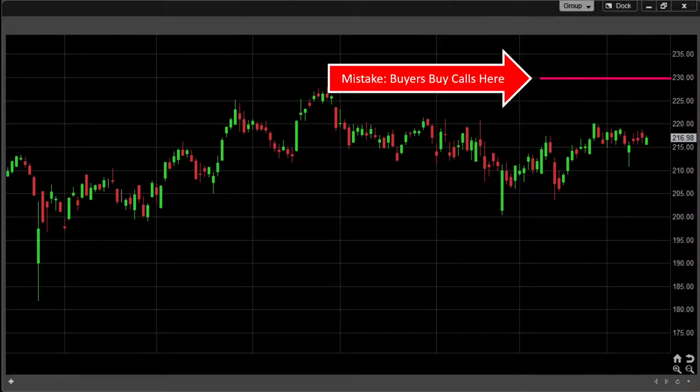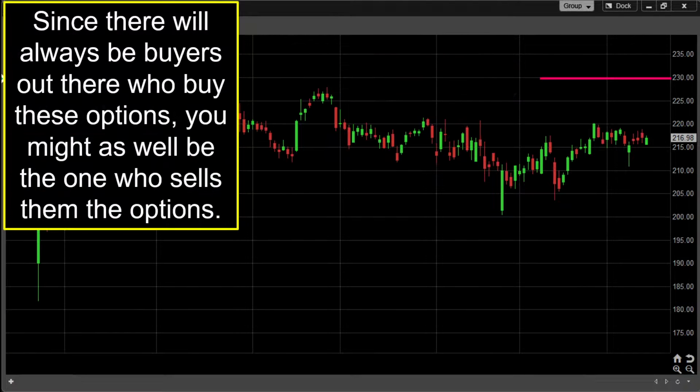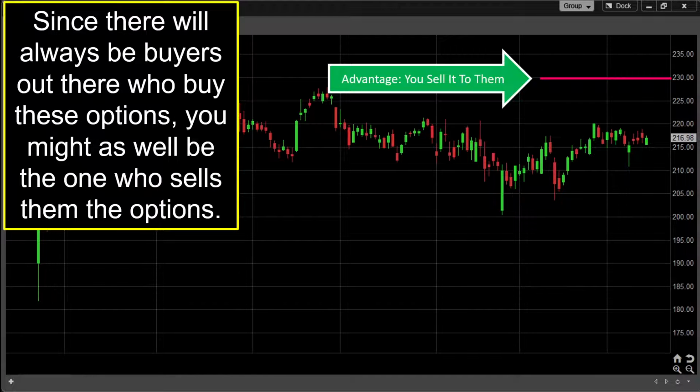Why do people do it? Because they treat options like lottery tickets. A cheap way to make money, cheap limited risk, right? Most of the time they lose. They treat them like lottery tickets. Now listen, since there's buyers out there who buy these options, you might as well be the one who sells it to them. You're selling an option that has a low probability of getting hit.